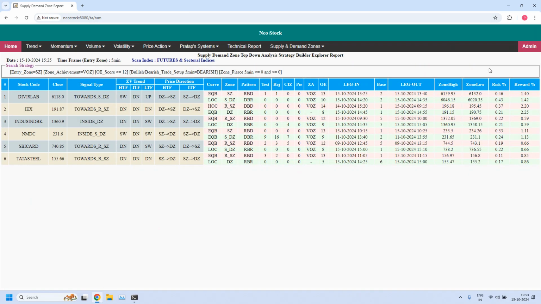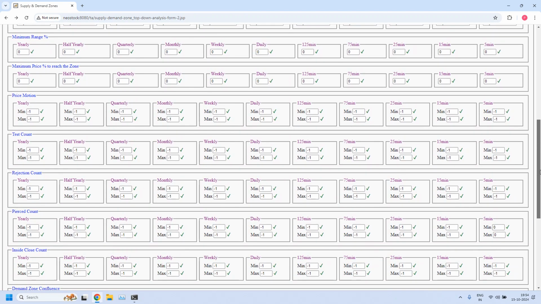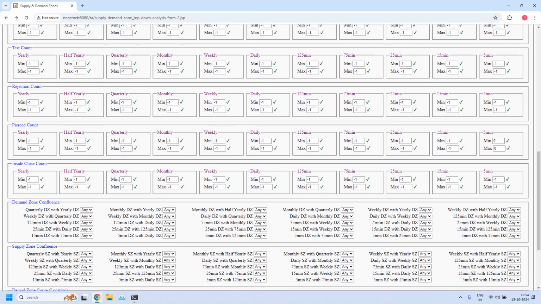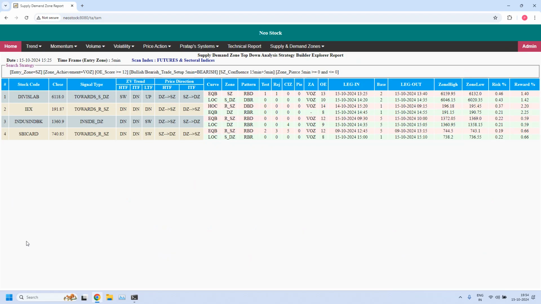Let's verify. 6 stocks are filtered. All these 6 stocks currently supporting bearish trade setup for hourly income trade, that is entry time frame 5 minutes. To check the stocks having high probability from these 6 stocks, let us look for ITF supply zone confluence. That means 5 minute supply zone should be part of the 15 minute supply zone. So I am enabling the filter 5 minute supply zone with 15 minute supply zone confluence, that is LTF and ITF supply zone confluence. We got 4 stocks are filtered. In these 4 stocks, the 5 minute supply zones are part of the 15 minute supply zone.